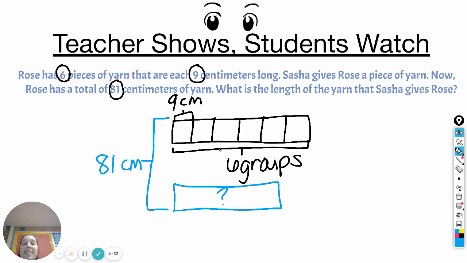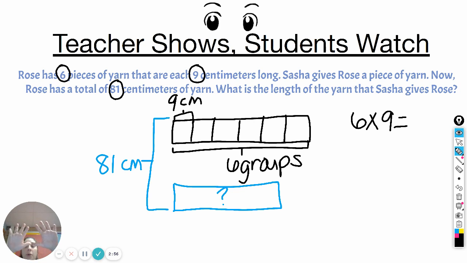Okay, so first let's start with what we can figure out. This right here we can see is a multiplication equation. There's 6 groups of 9 centimeters each, so we know that that's the same as 6 times 9, or 6 groups of 9. What I'm going to do is use my hand trick. Remember when we multiply by 9s?